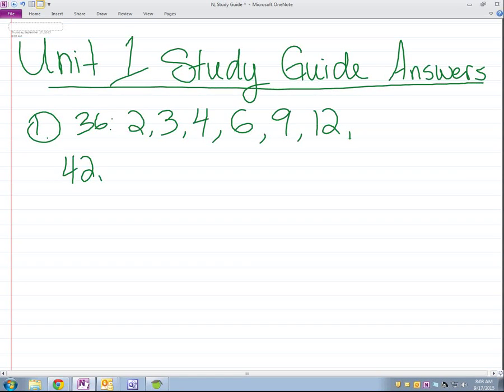And the next one is, what you got? 18. Then we have, is that all of them? Yeah, that's all of them. There's that one. So we could do 1 and we could do 36 also. So then we have 42.